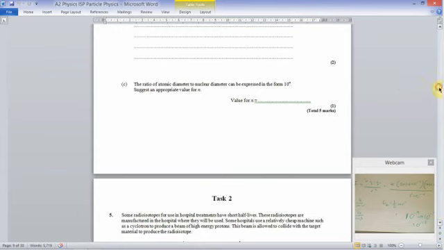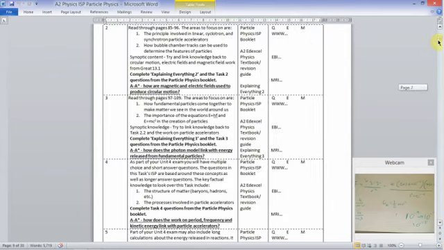Next task, we're going to start looking in a bit more detail at particle physics and getting stuck into the idea of cyclotrons, linear particle accelerators and synchrotrons, and also bubble chambers and how they work.